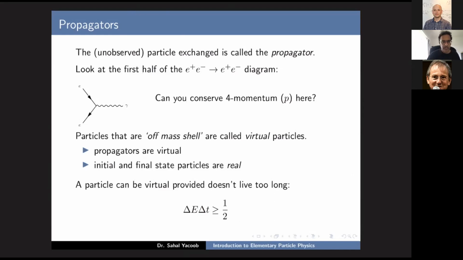Ilya, I assume there's nothing, or? Inji is raising his arm. I will allow him to talk. Inji, you can unmute. Hello, hello, Hi, Sahal.